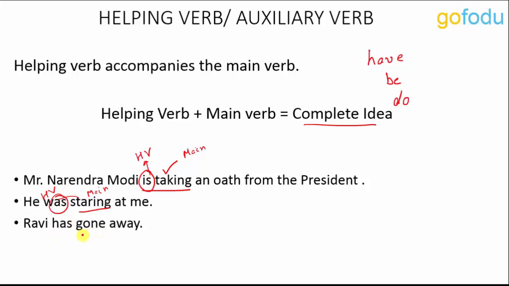Ravi has gone away. Gone is the main verb and has is the helping verb that shows that some process has happened. It has completed. Okay. We'll discuss these in detail. To understand the exact and complete meaning of these helping verbs, we need to go through tenses. That will be covered in another video. Please go through the tenses video to get a clear understanding of how the helping verbs should be used in sentences.